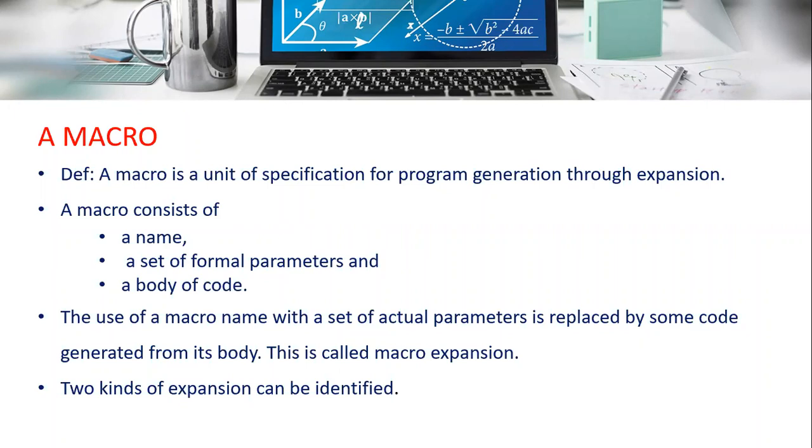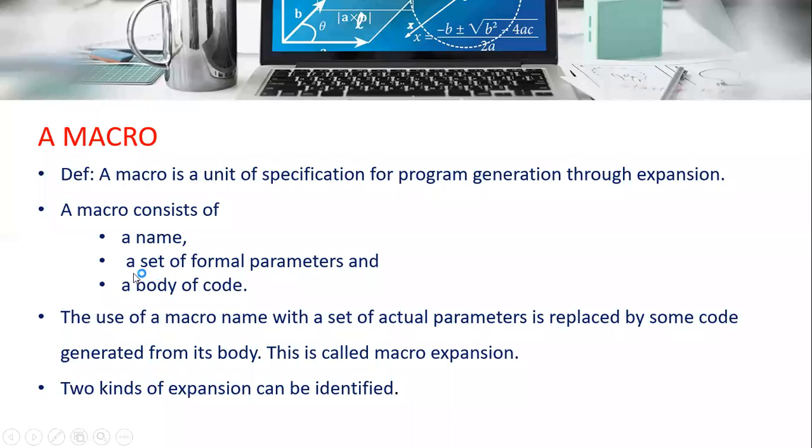Now here, a macro can consist of a name, that is the name of the macro which identifies that particular unit of code, then a set of formal parameters. Here a function requires parameters. Now in the same way, that particular macro requires some parameters, and we can pass values to that macro. We consider different types of parameters for that macro.